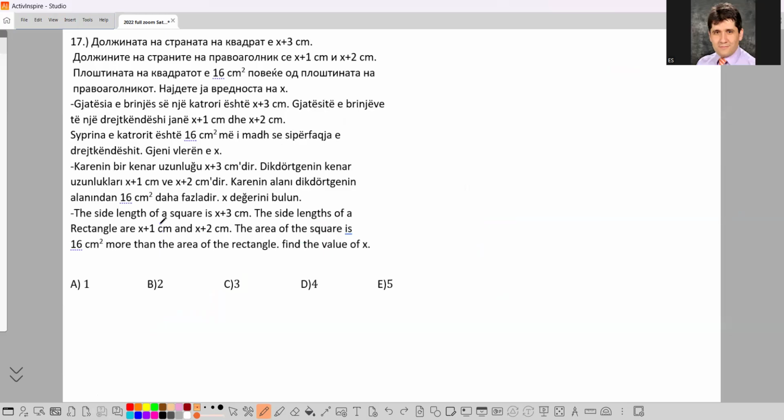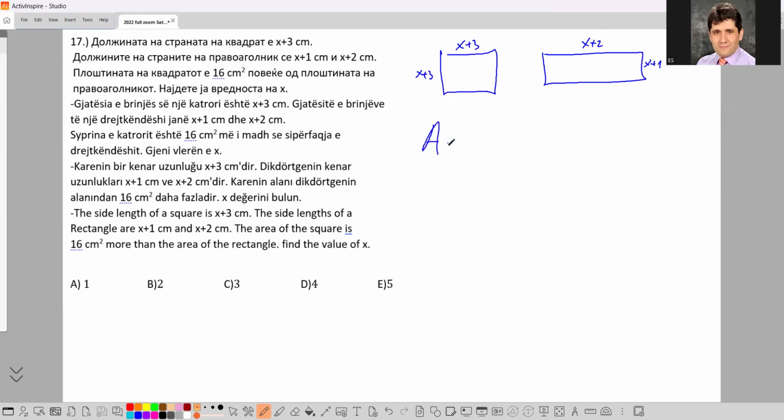The side length of a square is x plus 3. So we have a square and the side length is x plus 3 because it's a square. The other side is also x plus 3. And then we have a rectangle which has side lengths of x plus 2 and x plus 1. All right. But now it says the area.